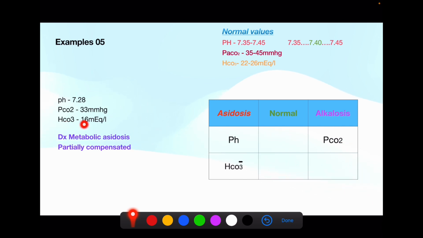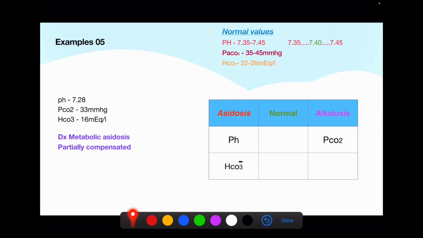Then what about your bicarbonate? Bicarbonate is 16, which is also lower than its lower limit. When you are excreting more bicarbonate, it causes acidemia. That's why your bicarbonate belongs to the acidosis column. Now you can easily put in your diagnosis: since your pH is acidosis and bicarbonate is also in the acidosis column, this is definitely metabolic acidosis.